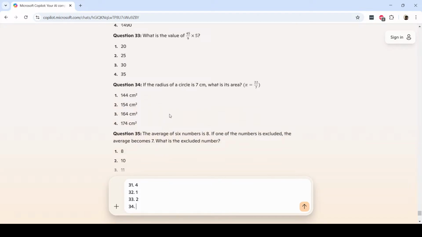If the radius of a circle is 7 centimeters, what is its area? So area is pi r square. So that is 22 by 7 into 7 into 7. So 7 7 is cancelled, and 22 7 is remaining, right? So the answer is 2.